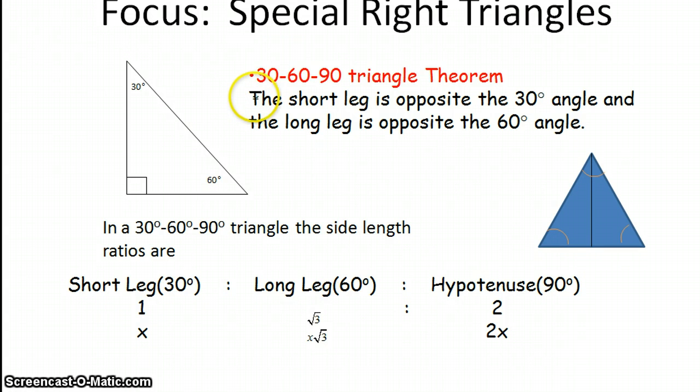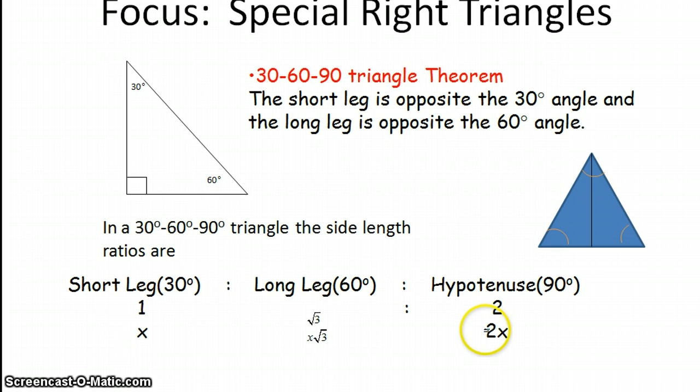We're going to continue our focus on our special right triangles, and today we're going to focus on our 30, 60, 90 triangle, which has a theorem that states that your short leg is opposite the 30-degree angle, your long leg is opposite the 60-degree angle, and of course your hypotenuse is always across from the 90. Your 30, 60, 90 triangle will always have a special ratio that you will use for all of your triangles, and that is a ratio of x to x square root of 3 to 2x.